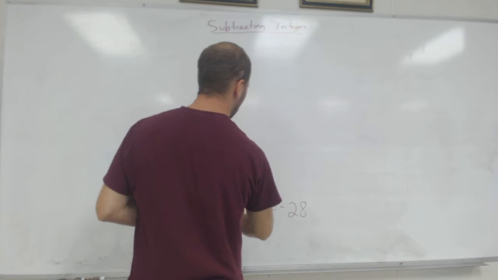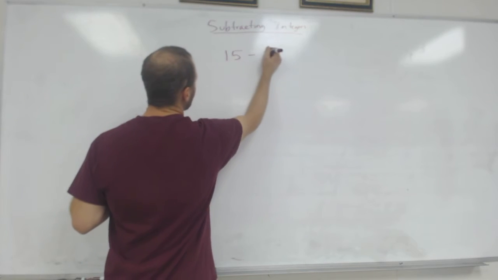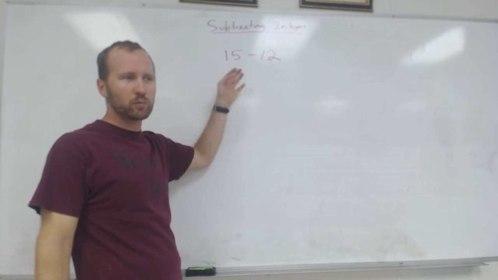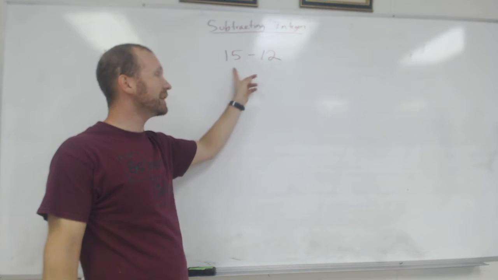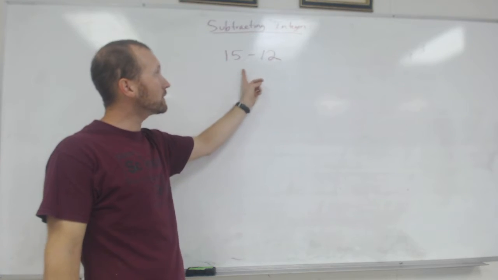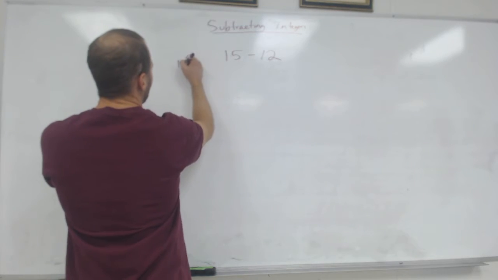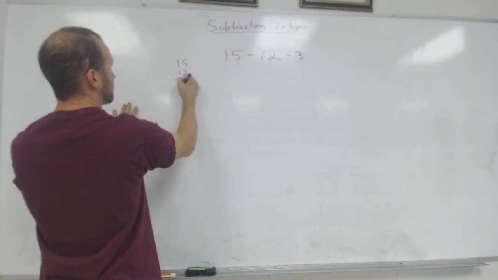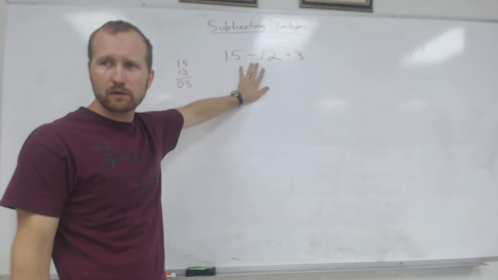Now there are times when you won't do this strategy. Like if I had something like 15 minus 12, this number is smaller than this number, so I probably wouldn't think of it as 15 plus negative 12. Because you've been doing problems like this since maybe second grade, a long time. 15 minus 12 is just 3. So we don't really have to rewrite this as adding a negative.